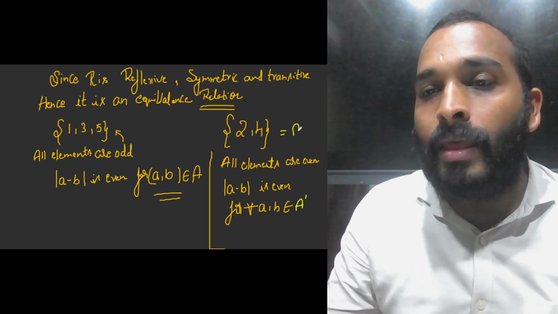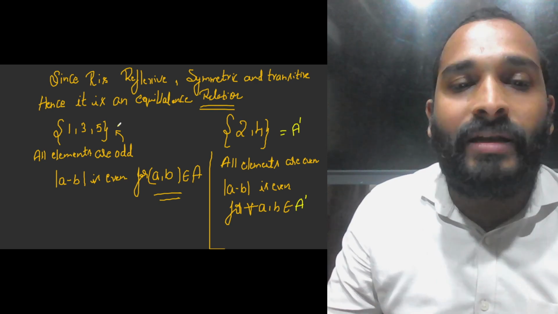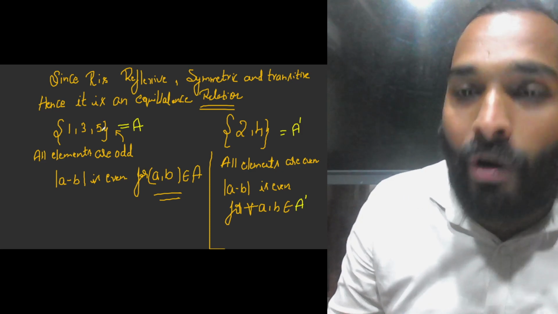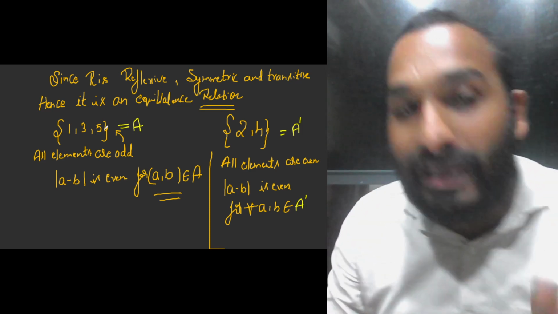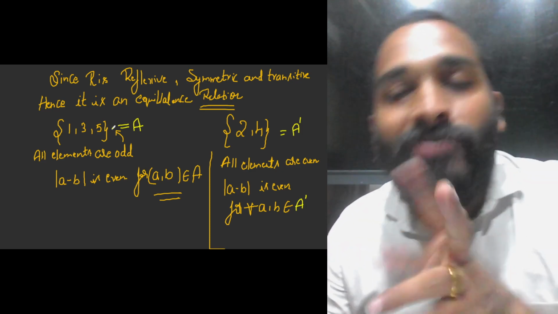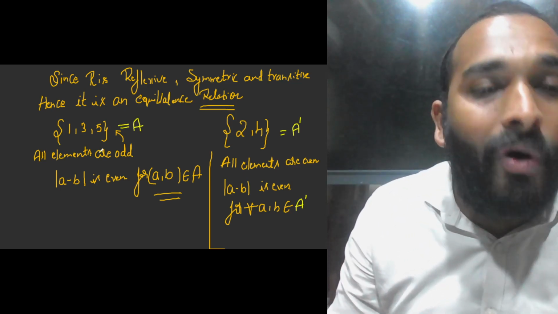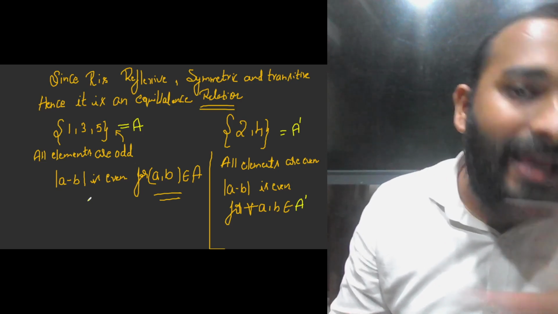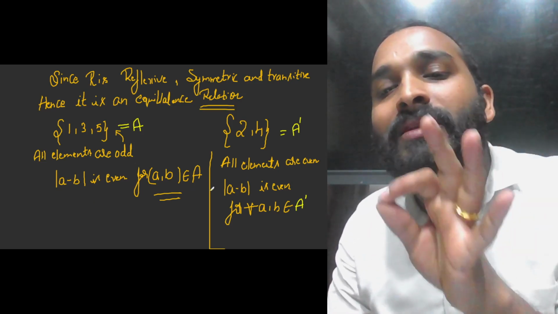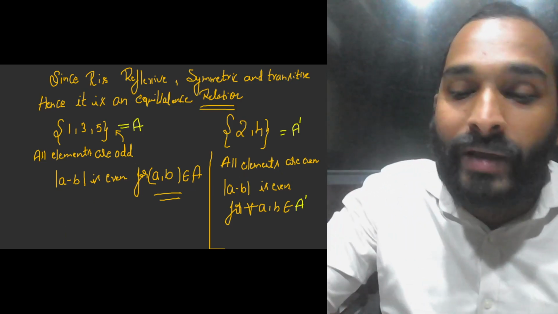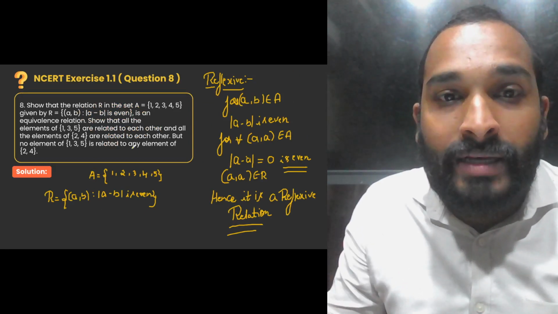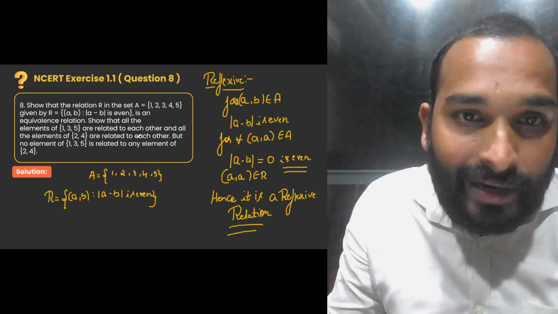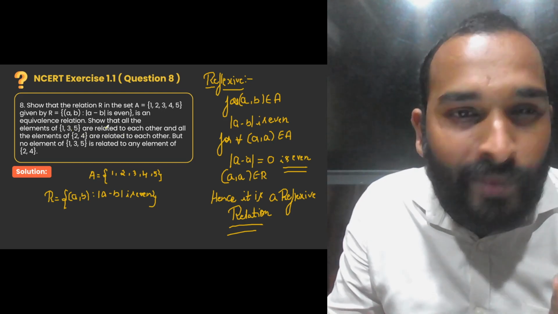Okay. Observe, since element in set A, just observe this, children, very important. Elements of set A are all odd. Elements of set A dash are all even. When you take modulus of the difference, you will always get an odd number, not an even number. Hence, each and every element of set A is not at all related to each and every element of set B. So what we can write here? Yes, you can write all elements of set 2, 4 are related to each other. All elements of set 1, 3, 5 are related to each other.